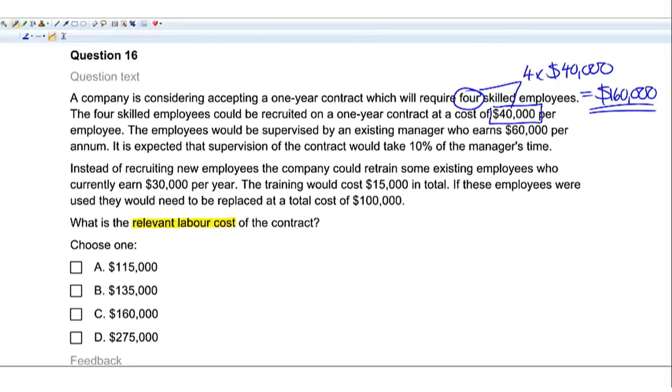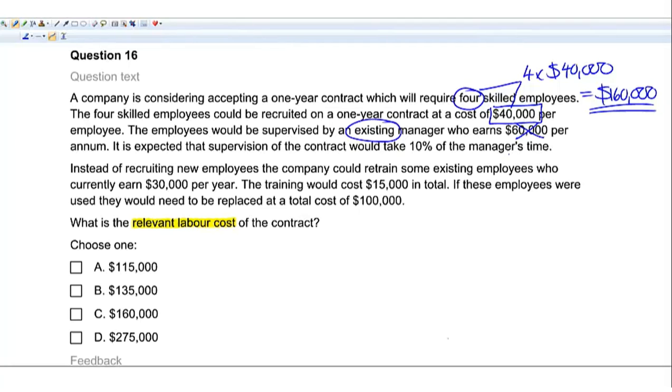It then tells me that the employees would be supervised by an existing manager who is currently paid $60,000 per annum. It's expected that the supervision of the contract would take 10% of his time. That $60,000 is not a relevant cost. It is not incremental to the contract going ahead. The manager would be paid his $60,000 regardless of whether we went ahead with the contract or not. So therefore we do not include it as part of the relevant cost of the contract.